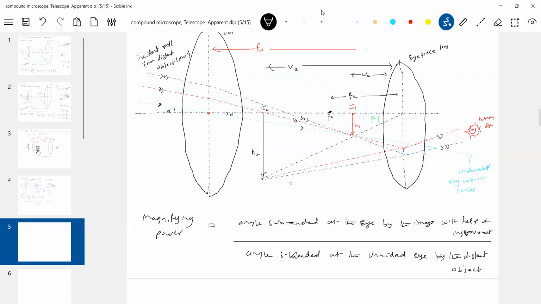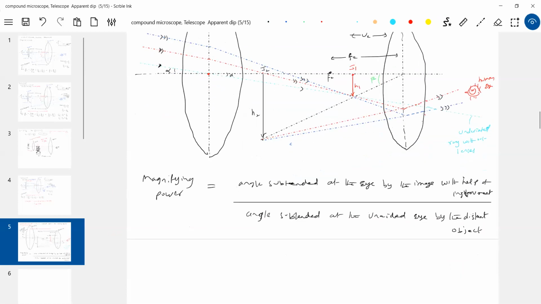In a microscope, the object was kept at the least distance of distinct vision. So here, the angle subtended by the incident rays at the unaided eye, and the incident rays are coming from a distant object here. So that alpha is what I should indicate here. This is something very important. In the books, when they define it, the words "distant" and "at least" are not there. That's why you often get confused here. So what is beta? From the diagram, beta by alpha is our magnifying power for a telescope.